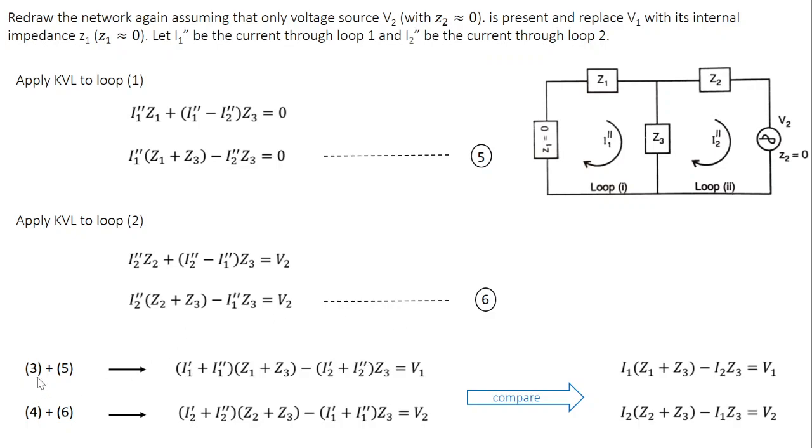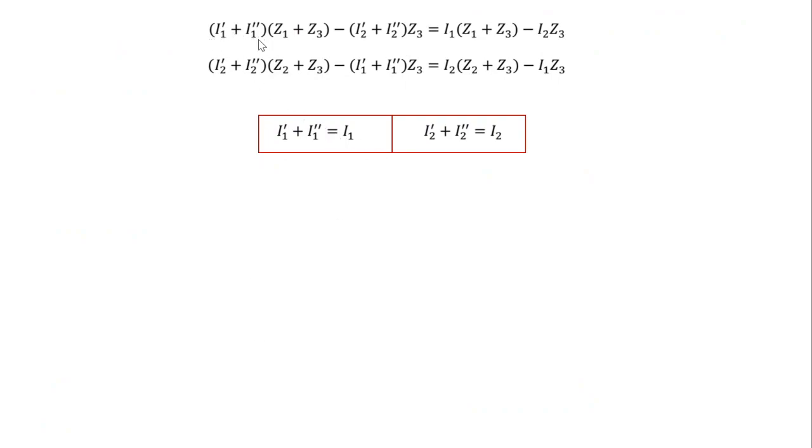What you do is you add equations 3 and 5, and you get (I1 prime plus I1 double prime) into (Z1 plus Z3) minus (I2 prime plus I2 double prime) Z3 equal to V1. Similarly, when you add equations 4 and 6, you get (I2 prime plus I2 double prime) into (Z2 plus Z3) minus (I1 prime plus I1 double prime) Z3 equal to V2. You can compare these two equations with equations 1 and 2. For both equations, on the right hand side you have V1, so you can equate these two. Similarly, for the other two equations the right hand side is V2, which means you can equate them too. So you have (I1 prime plus I1 double prime) into (Z1 plus Z3) minus (I2 prime plus I2 double prime) Z3 equal to I1 into (Z1 plus Z3) minus I2 into Z3.